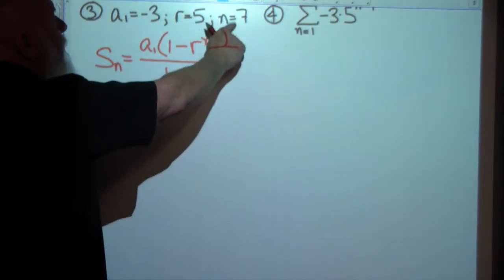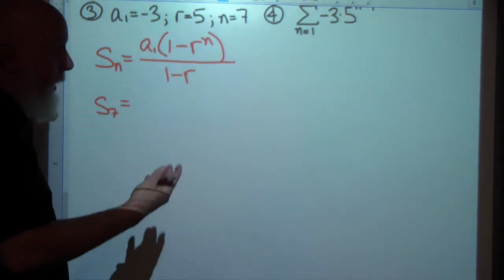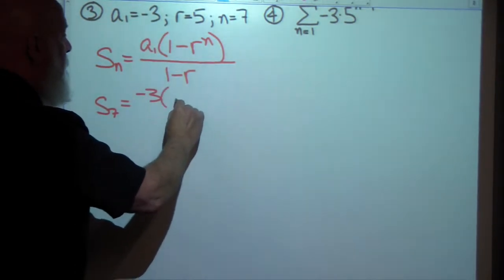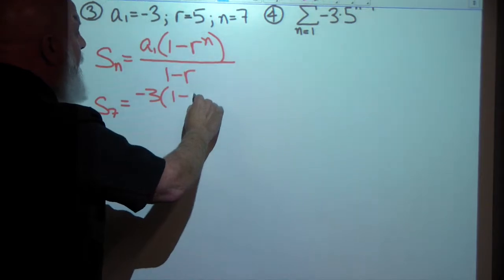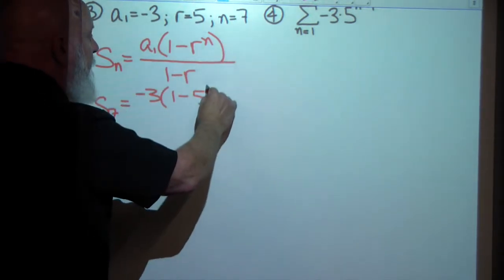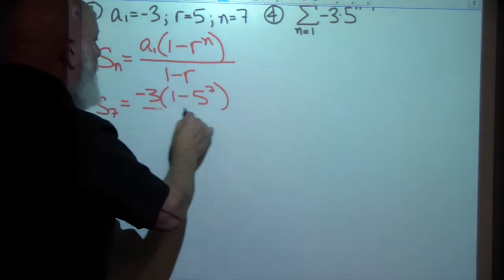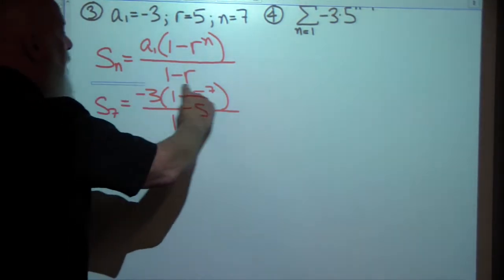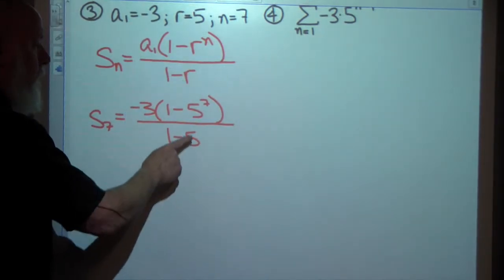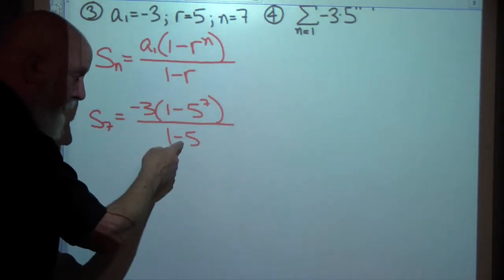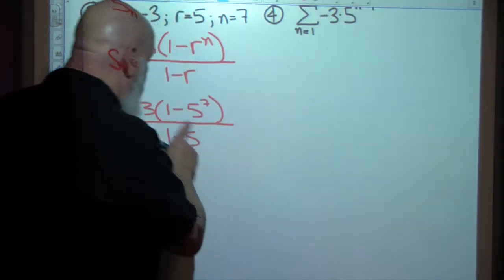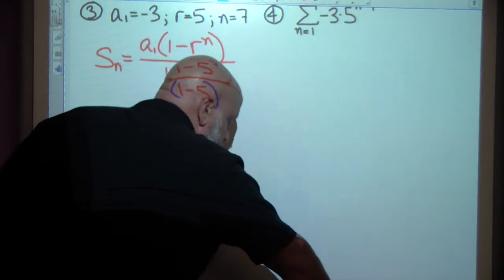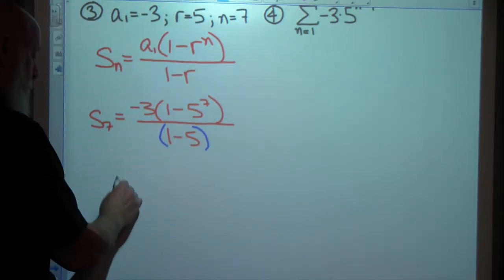These are the 3 pieces of information specifically with it that we need, and they just gave it to us. So yeah, a sub 1 is -3, 1 minus 5 to the 7th over 1 minus 5. And again, if you're going to evaluate this expression, just the way it looks, instead of calling this -4 in your head, if you're going to say divided by 1 minus 5, make sure you put that in parentheses.